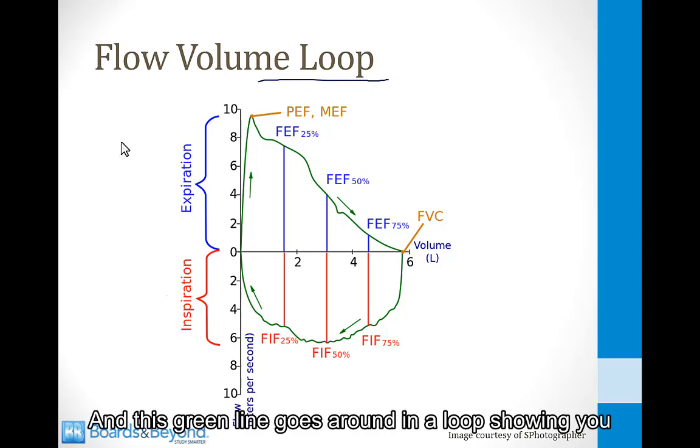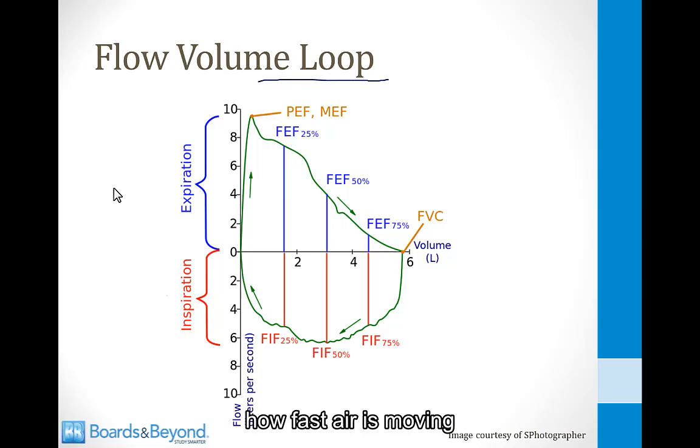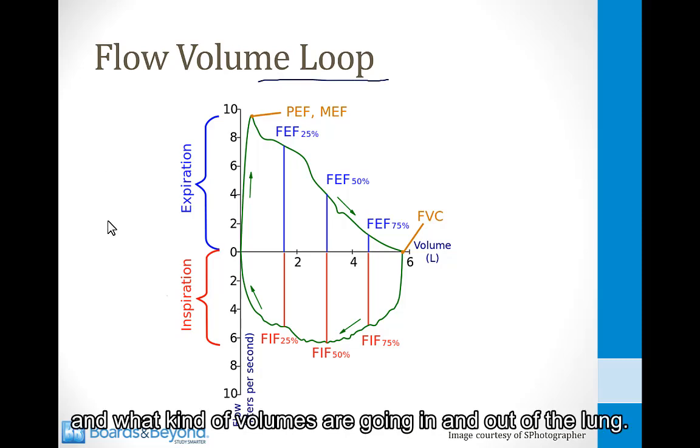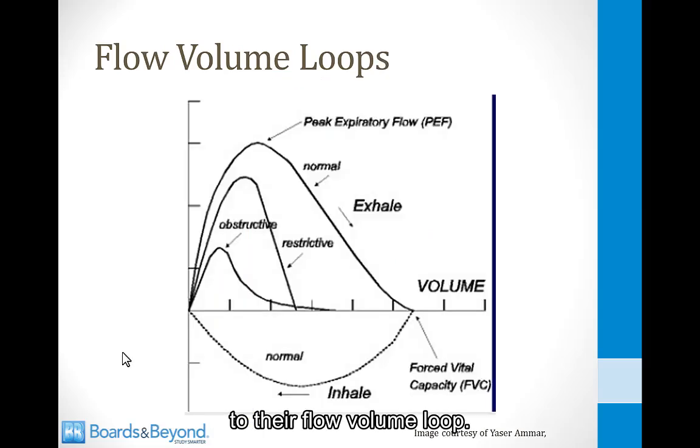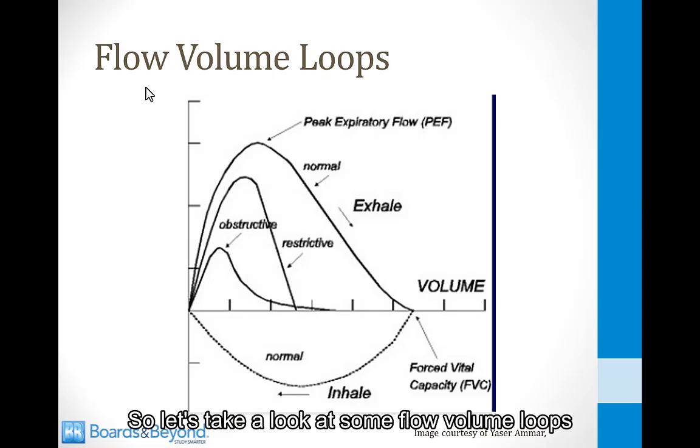And this green line goes around in a loop showing you how fast air is moving and what kind of volumes are going in and out of the lung. And different disease states have different shapes to their flow volume loop. So let's take a look at some flow volume loops in disease states.